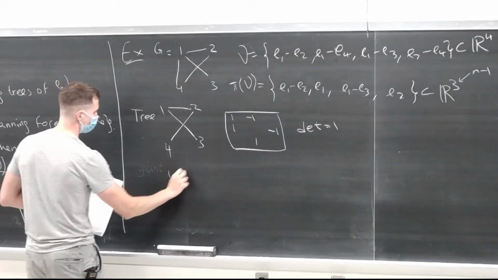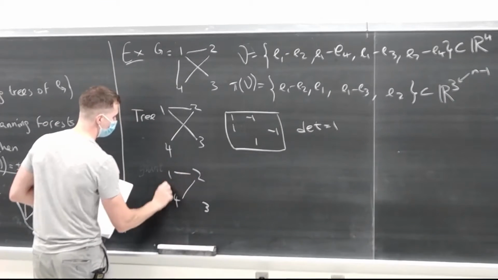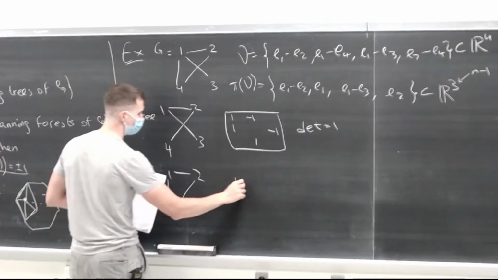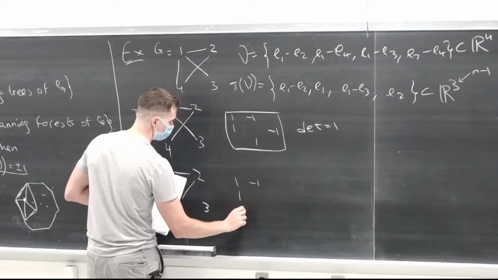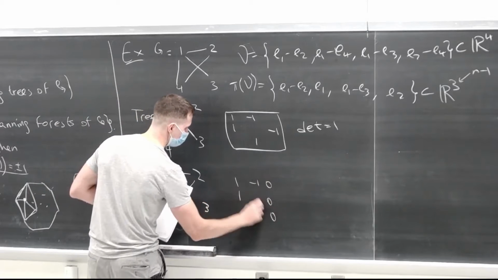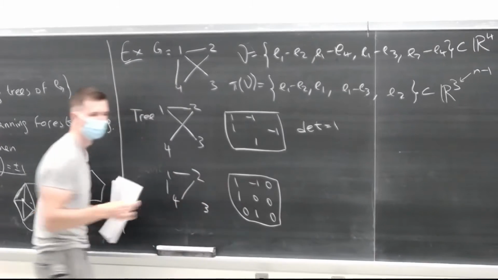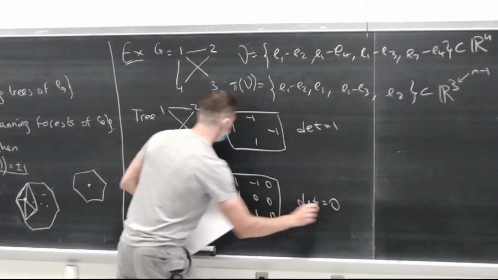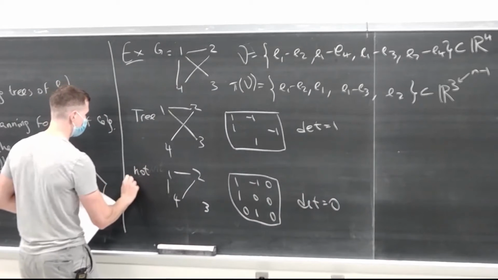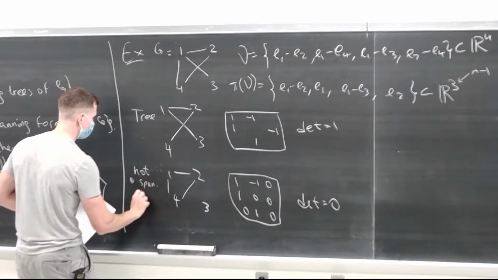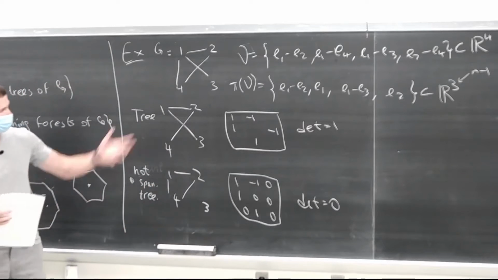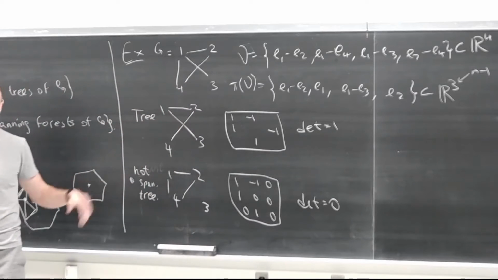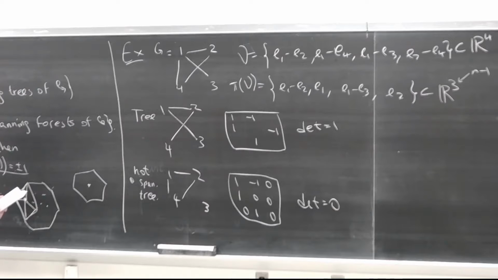And then if I take something that's not a spanning tree, something like maybe a cycle, then I look at the corresponding e1 minus e2, e1 minus e4, and e2 minus e4. And I get determinant 0. So again, not a spanning tree. This should be convincing. There's an exercise: prove this in arbitrary dimensions, that this works for graphs.